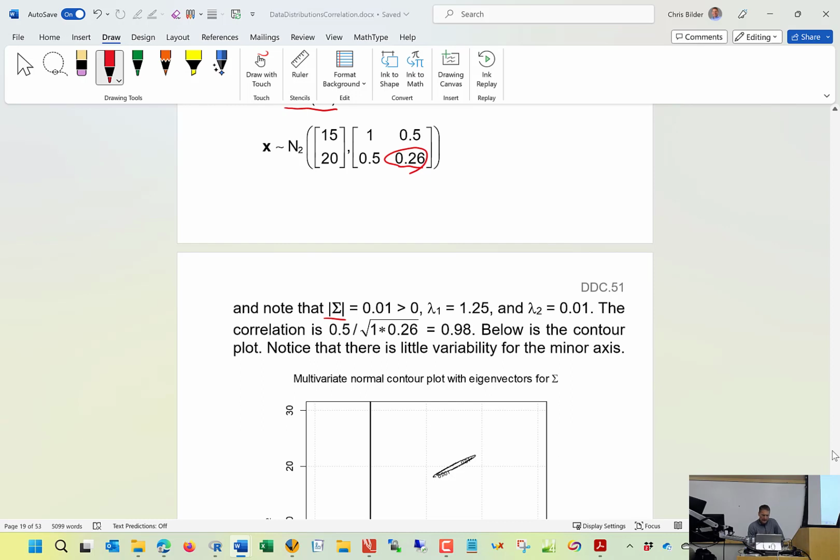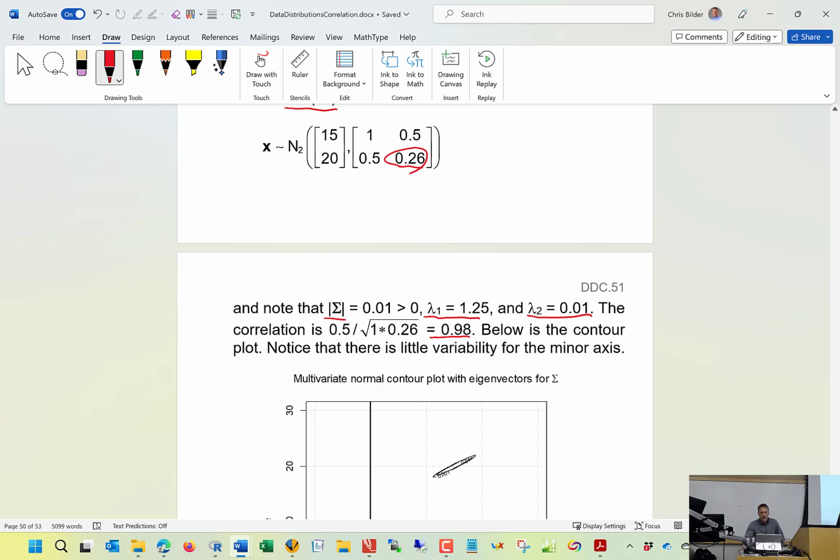Now, if you were to go through the same calculations with the eigenfunction, you would find that lambda 1 is 1.25 and lambda 2 happens to be 0.01. This also leads, in this kind of covariance matrix, to a correlation of 0.98. So extremely strong dependence between x1 and x2. Think about what that means. That means that if you know what x2 is, you have a really, really good idea what x1 is.